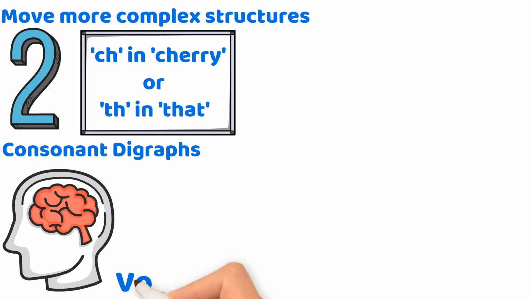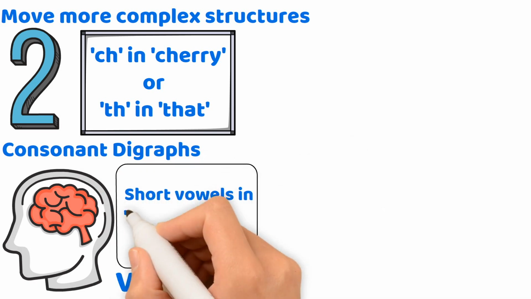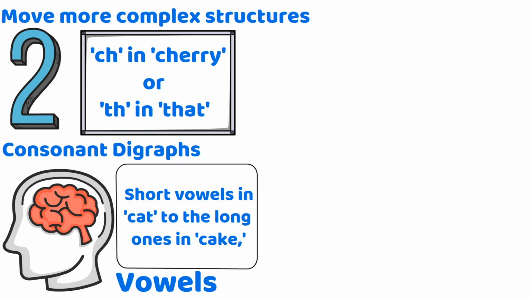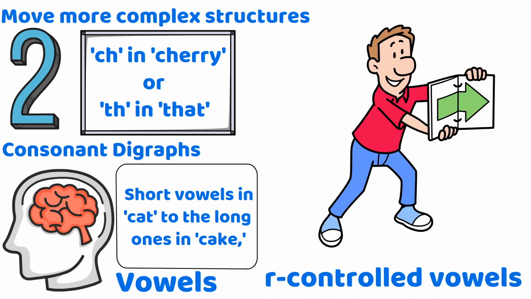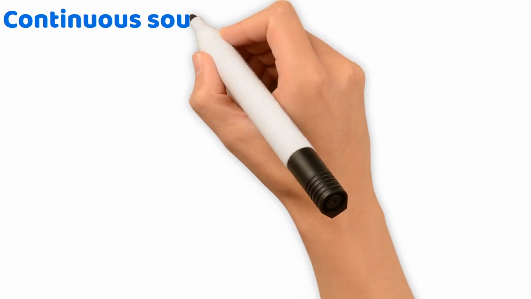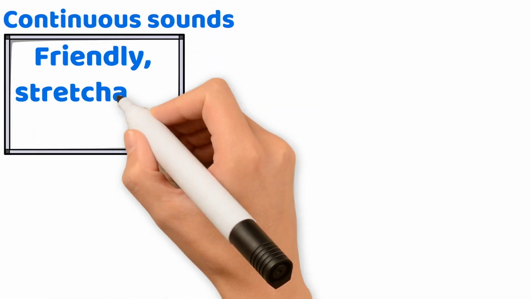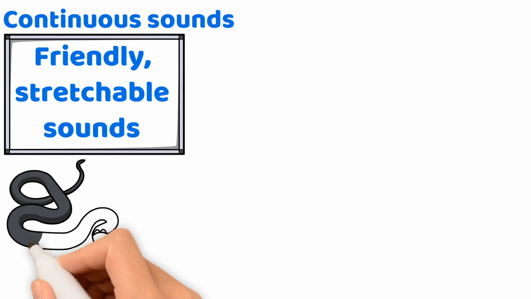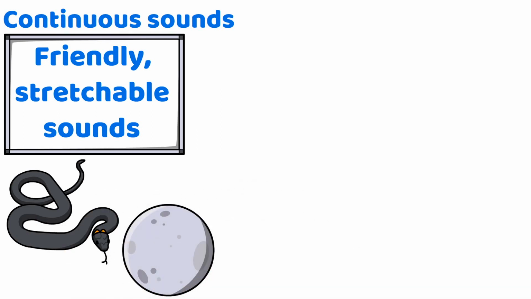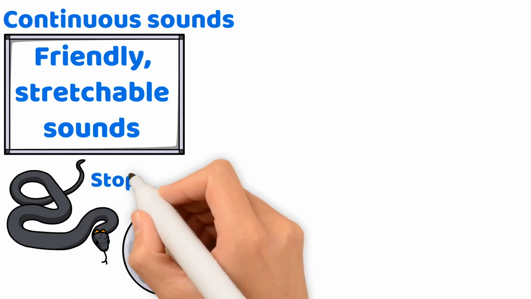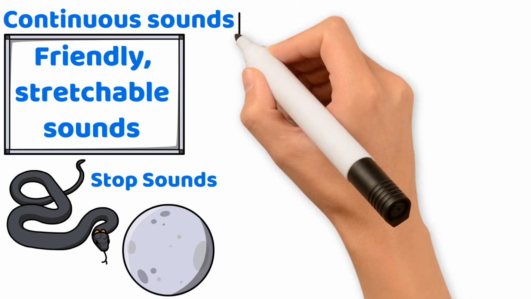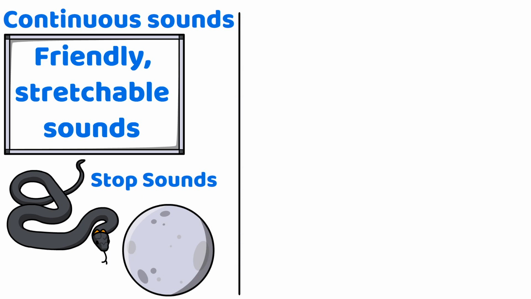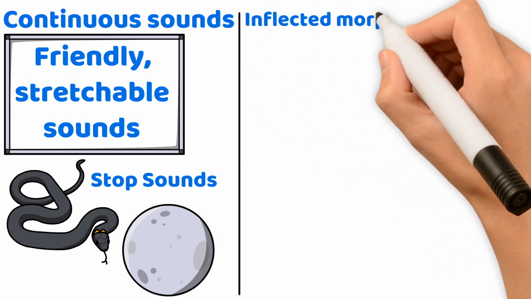And let's not forget the vowels, from short vowels in cat to the long ones in cake, and the more peculiar, R-controlled vowels like the AR in car. Next, let's get you prepped for continuous sounds. These are your friendly, stretchable sounds like S in snake or M in moon. They glide smoothly as you say them. Contrast these with stop sounds, where the airflow stops briefly, giving us sharp, quick sounds like T in top or G in go.